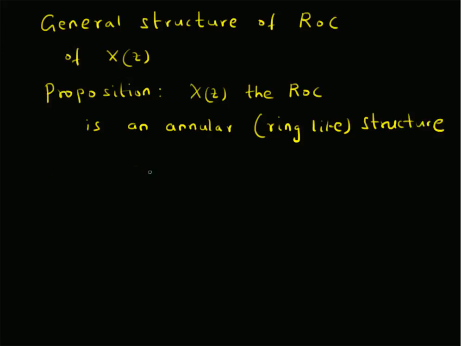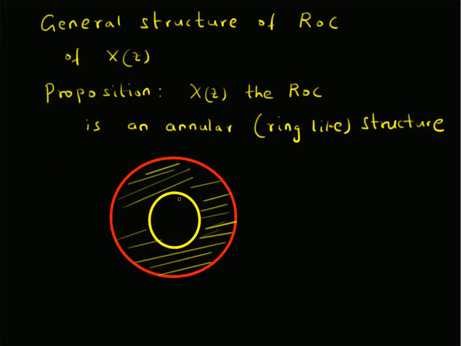That means the ROC is the annular region between two circles of radii R2 and R1, that is the inner circle of radius R2 and the outer circle of radius R1. So mathematically it can be represented as R2 less than r less than R1. That is, the region of convergence is between these two radii, where r is the absolute value of the variable z.